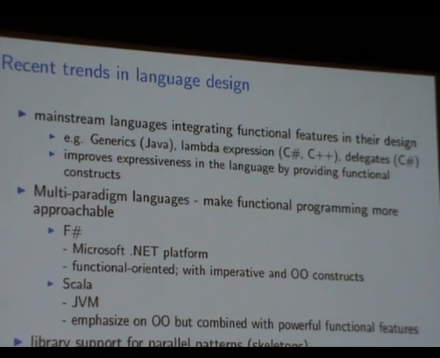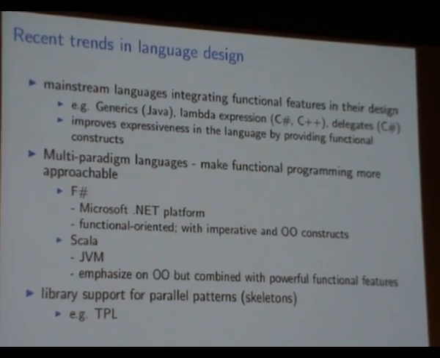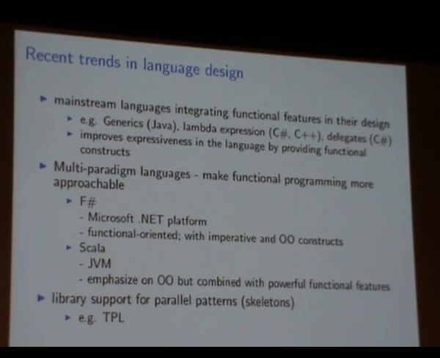Looking at recent trends in language design, we see that mainstream languages are integrating more and more functional features. For example, we have generics in Java, lambda expressions in C# and C++, and delegates in C#. These functional features improve expressiveness in the language. We also see a new kind of multi-paradigm language which makes functional programming more approachable. Like F#, which is a functional-oriented language but also has imperative and object-oriented constructs. And the same with Scala, which is targeted at the JVM, starts from object-oriented, but also has a lot of powerful functional features.